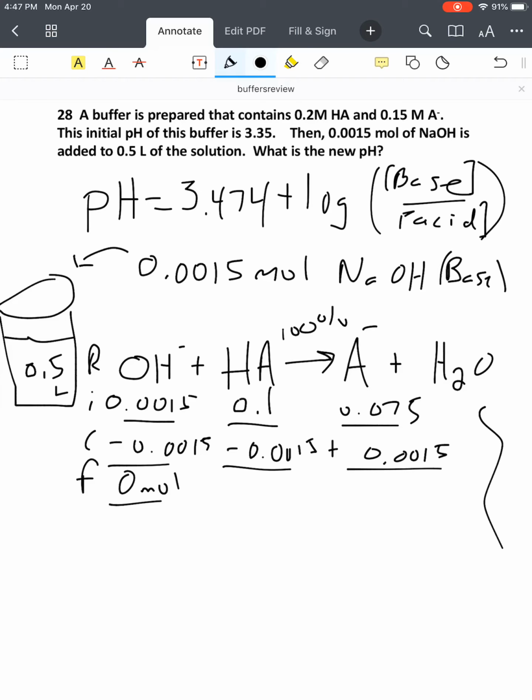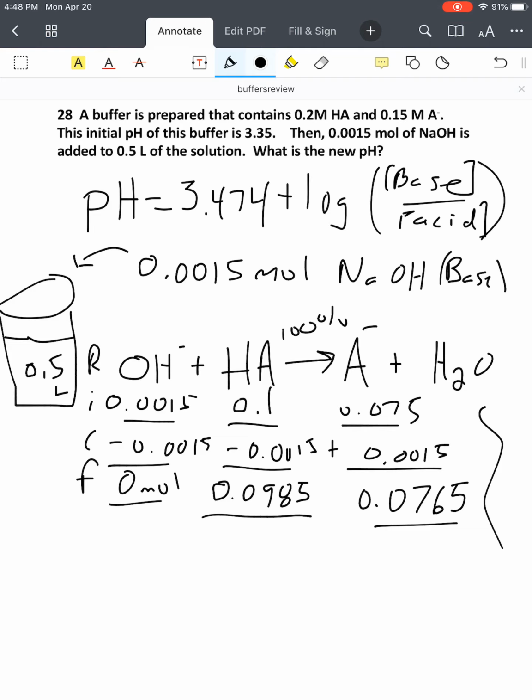So if I take 0.1 mole and I subtract 0.0015, I find that I've got 0.0985 moles remaining. And likewise, if I take 0.075 mole and I add 0.0015, I now have 0.0765 mole of the A minus form.